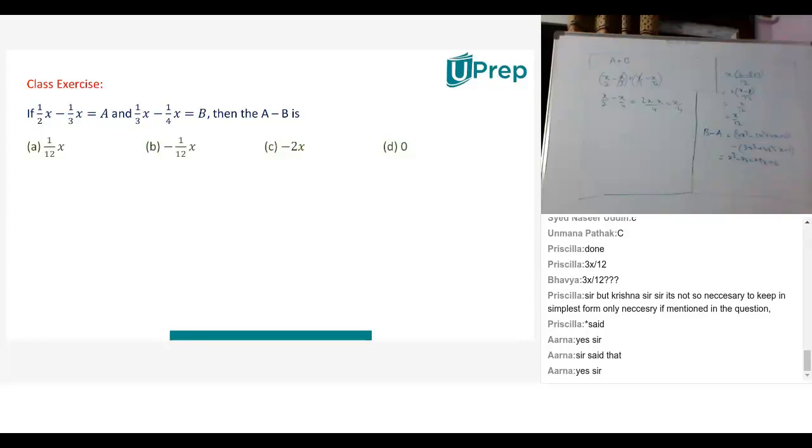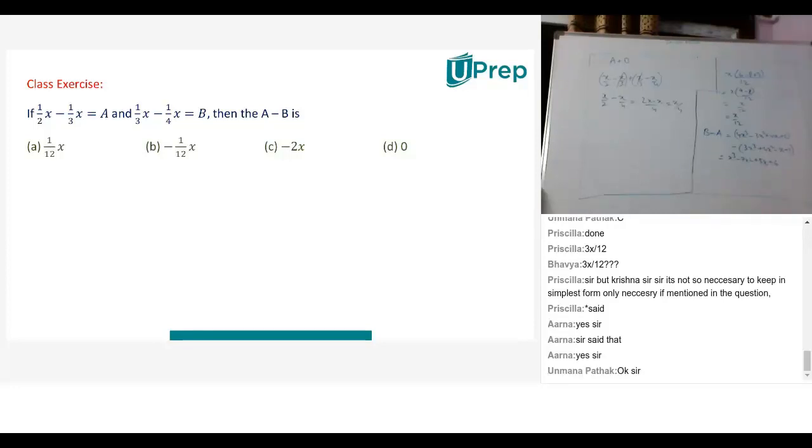Now, instead of writing 1 by 2 in so many ways, if I write 1 by 2, my answer will be simple, right? It depends on the question, that is definitely correct. But whenever you are writing the final answer, you should always put it in the simplest form, wherever it is possible. If it is not possible, then that is okay, you can leave it as it is. But whenever it is possible, you can simplify it.